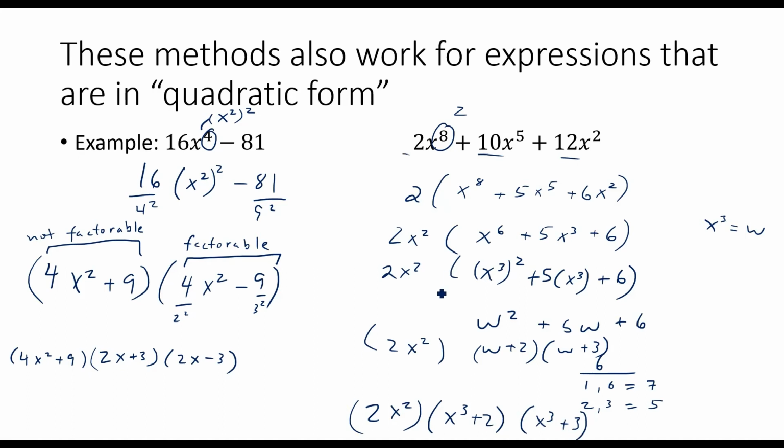Okay. Now, for now, since we don't know about the cubic ones, I'm going to leave them like this. But you know what? This actually seems like it could be completely factored out. So we have 2x squared times x cubed plus 2 times x cubed plus 3. I think that worked out pretty well. This would be our final solution until we learned about cubic functions.